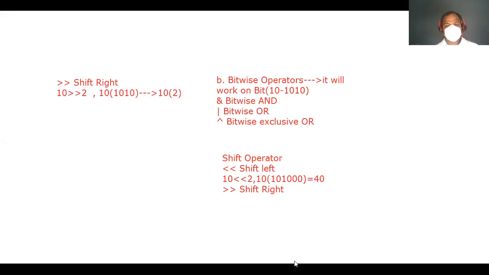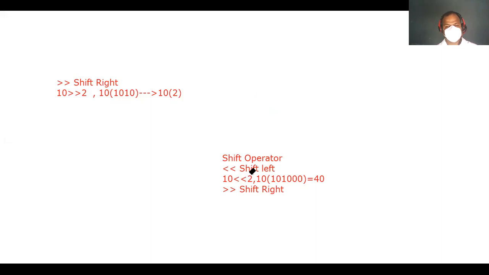So bitwise AND, OR, exclusive OR, we have done with these also, and the shift operators, shift left and shift right. After this, the next one, let me write it here, is the identity operator. As the name suggests, these operators are related to identity checking.